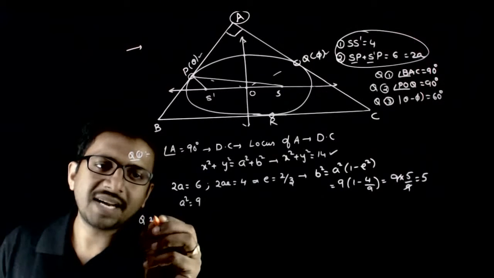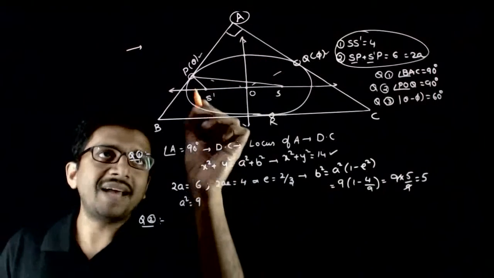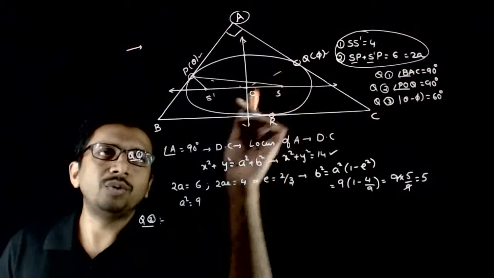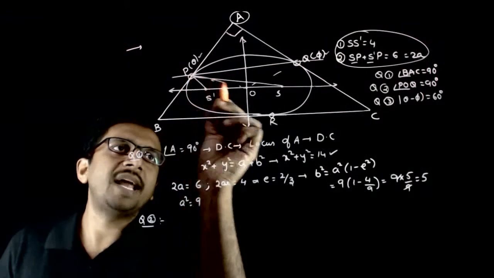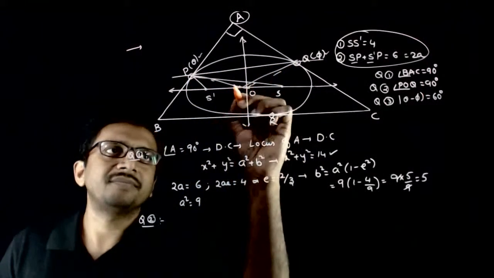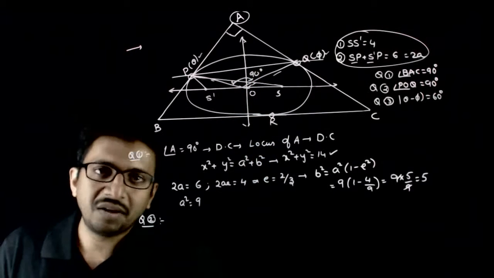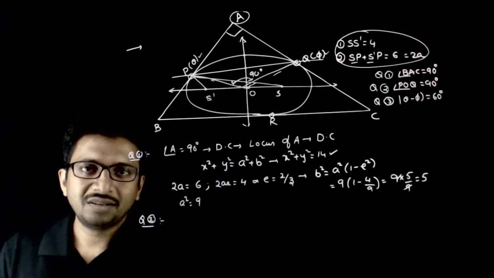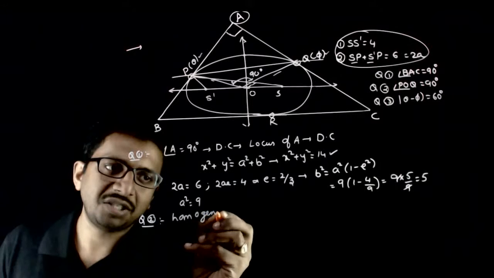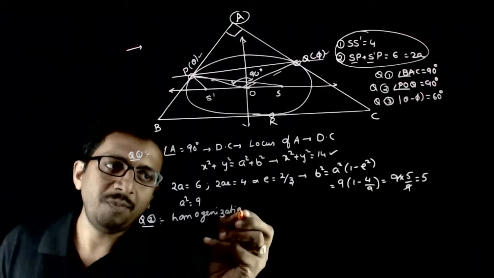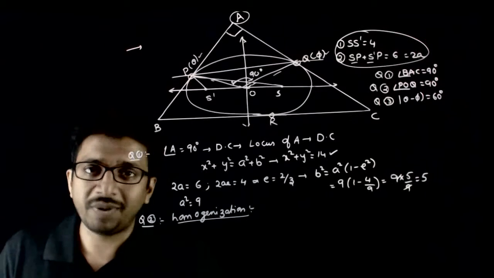So let us go to the second question. In the second question, you are asked to find the locus of A if angle POQ, that is, if the chord PQ subtends an angle of 90 degrees at the center. Now how do we solve this? This is a question on the topic of homogenization in pair of lines. We have a process called homogenization. So how do we apply this?